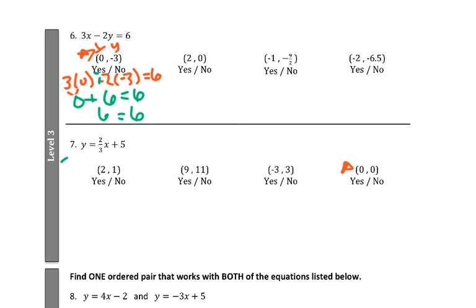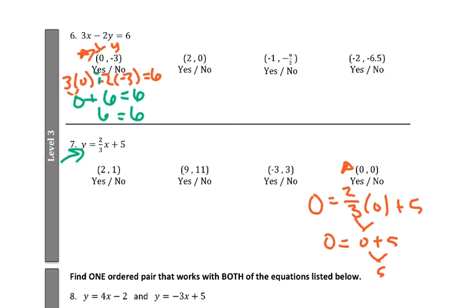Alright, let's come down to this question right here. So we have 0, I'll go back to red. 0 equals 2/3 times 0 plus 5. Well, 2/3 times 0 is just 0, that's really easy. And then 0 plus 5 is 5. So does 0 equal 5? Nope. That is not one of the solutions to that one.